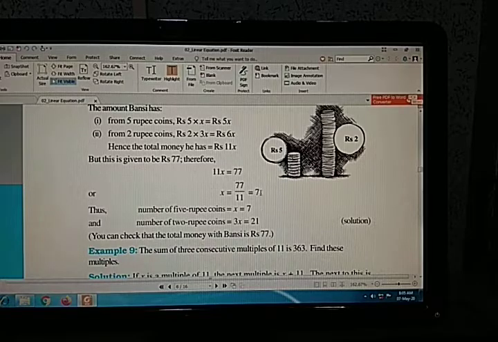This x will be multiplied with 5. So this many number of 5 rupee coins he has, 7. So if you multiply with 5, we get the amount of 5 rupee coins. That is 5 into 7, 35 rupees he has. Then 2 rupee coins, he has how many? 7 into 3, because 3 times more. So he has 21 2 rupee coins, and 21 into 2 is 42. So 42 plus 35, we will get 77. Clear to you?